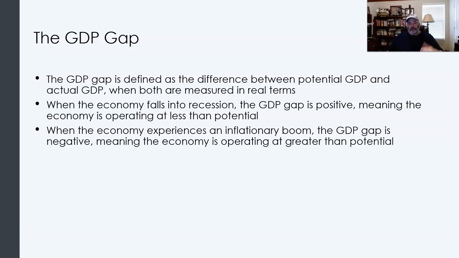Yeah, so when the economy falls into a recession, the GDP gap is positive? No, not really. I don't know why they would call it that. That's ridiculous. It's a recessionary gap. It's not a positive GDP gap by any stretch of the imagination, and the economy is operating at less than potential. Now, why do you want to say that less than potential is a positive? I'll never understand, but okay.